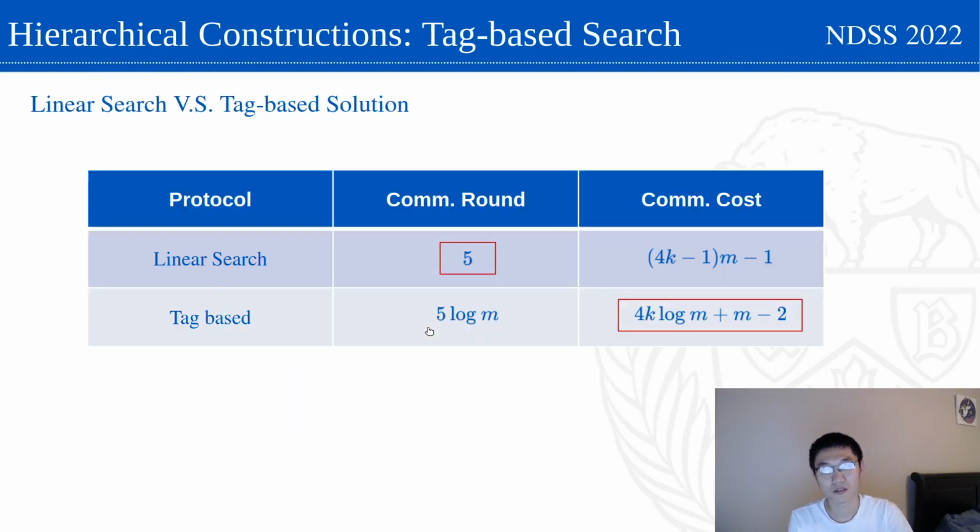Our tag-based solution has a much better communication cost because it only needs to do log times of comparison. But its round complexity is 5 log m because we need 5 rounds of communication for each layer, no matter how many elements are in that layer. This gives us the idea of how we can improve its performance.